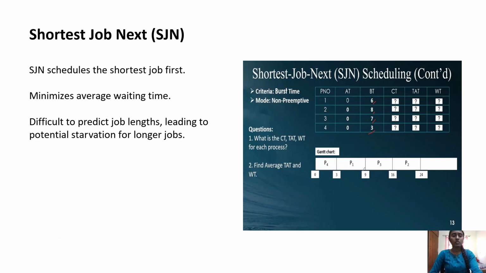Shortest job next, SJN, schedules the shortest job first and minimizes average waiting time. But it is difficult to predict job lengths, leading to potential starvation for longer jobs.